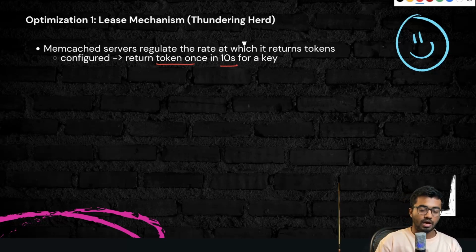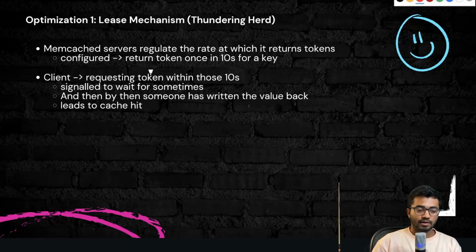So how does it solve the problem? If a client requests a token for the same key within those 10 seconds, it will be signaled to wait for some time. That means it will not be directly given another token, and it will not be failed, but there will be a special signal telling it to wait for some time.